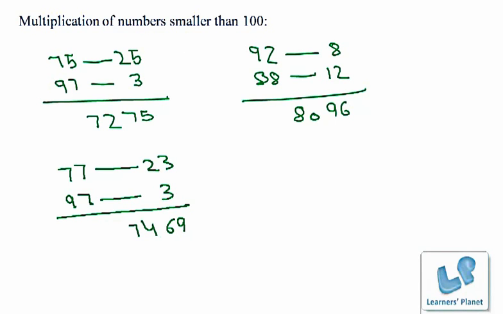Now friends, we've taken quite a lot of problems in which the multiplication of the two digits of these two numbers is a two-digit number. But what if the multiplication of any two such numbers is only one digit? Now let us see what we are supposed to do in such a case.